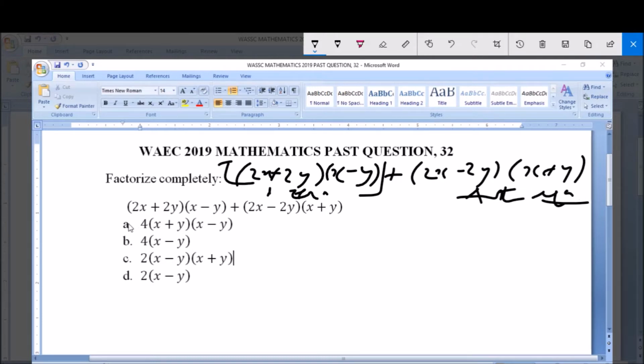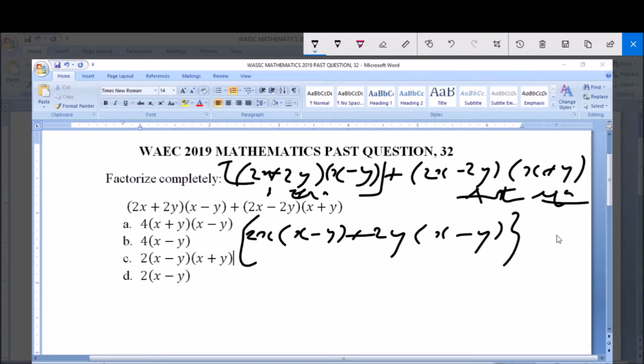Now to simplify the first expression, we have 2x into x minus y plus 2y into x minus y, and this is one expression. Now according to our question, it says this plus the expression on the other side, which is 2x into x plus y minus 2y into x plus y.